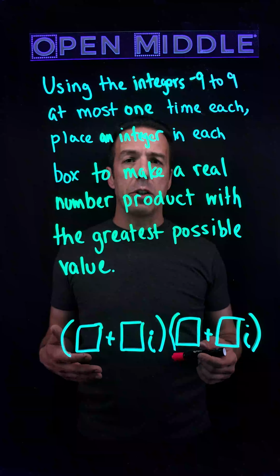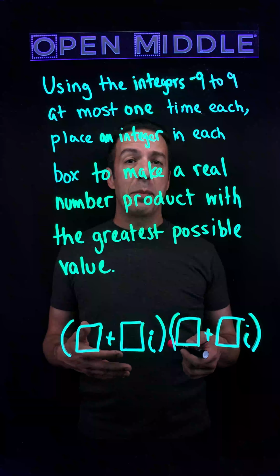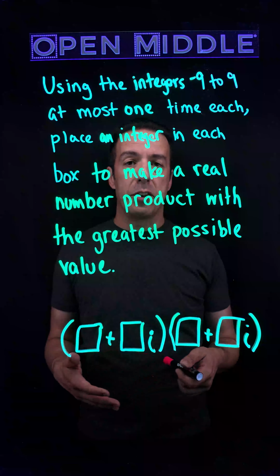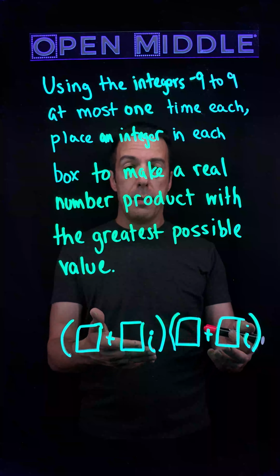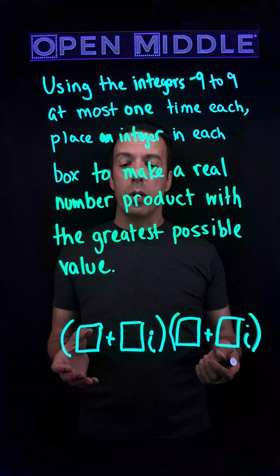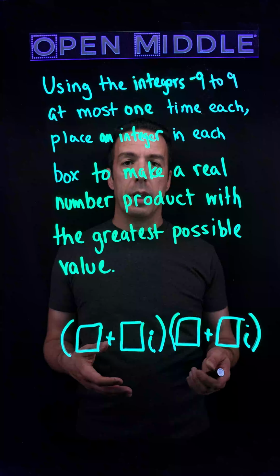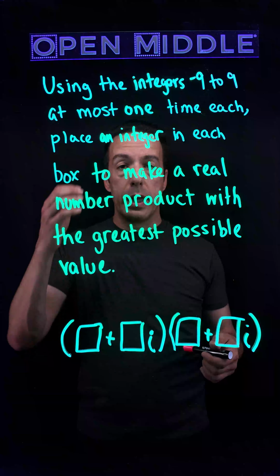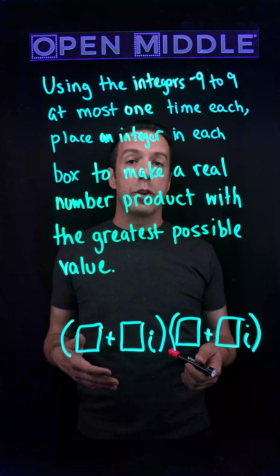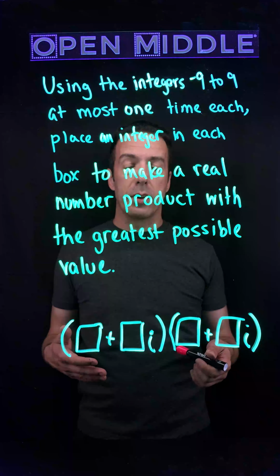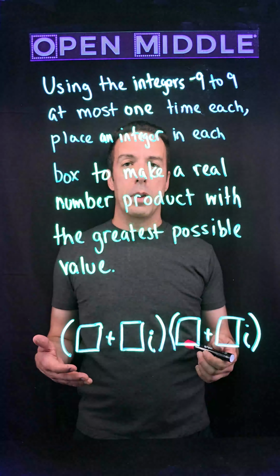So the first thing challenging here is, I think a lot of people are going to think that it's not actually possible to make a real number product. You've got an imaginary number here, a complex number with a real and an imaginary component, and people are going to think that's not possible. And so the first thing they have to realize is, are there integers that you could pick that would make this actually become real?